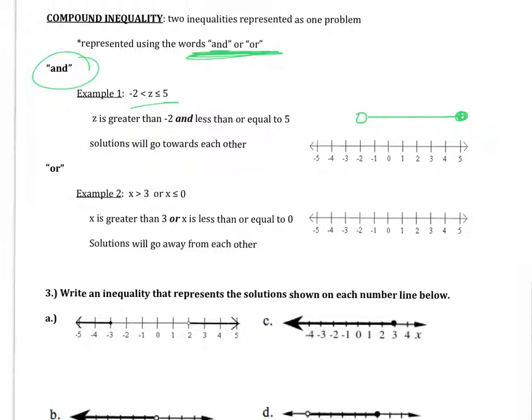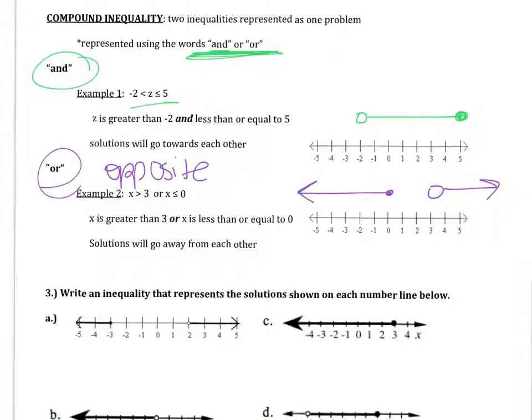For or, they're going to go in opposite directions. So think or, opposite. We are going to put an open point at 3. So x is greater than 3, so everything larger than 3 would be included. Or x is less than or equal to 0, so a closed point at 0 with an arrow going to the left. So this is an or inequality. They're going in opposite directions. The and, they are going towards each other.